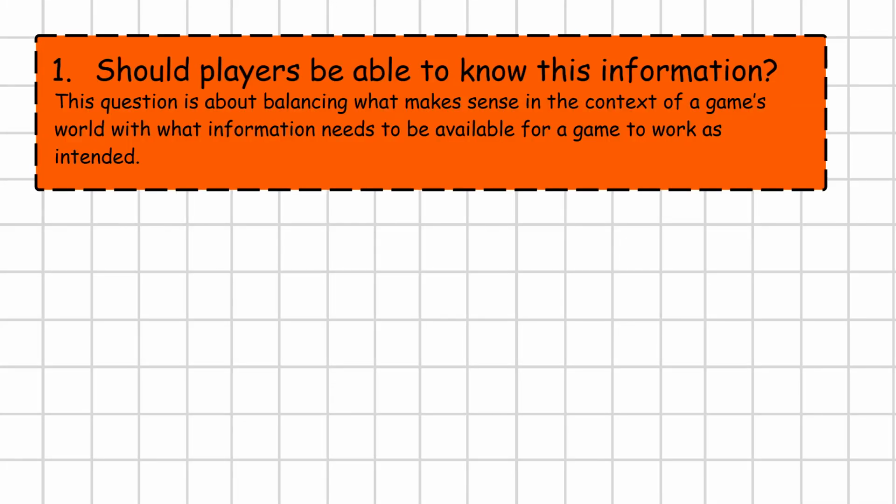Number 1. Should players be able to know this information? This question is about balancing what makes sense in the context of a game's world with what information needs to be available for a game to work as intended. Information that a character wouldn't necessarily know might still be something that players are able to know for the sake of reducing confusion and frustration.